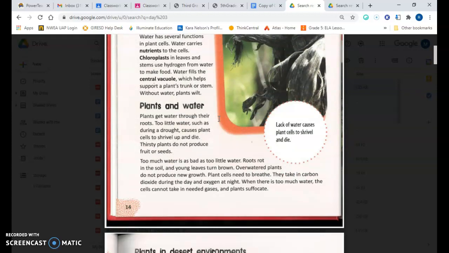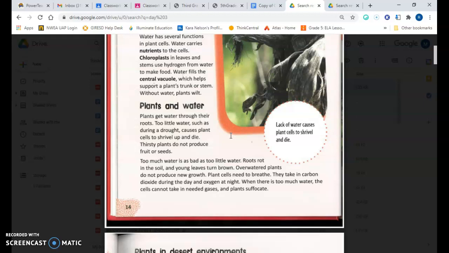Too little water, such as during a drought, causes plant cells to shrivel up and die. Thirsty plants do not produce fruit or seeds. Too much water is as bad as too little water. Roots rot in the soil and young leaves turn brown. Overwatered plants do not produce new growth. Plant cells need to breathe. They take in carbon dioxide during the day and oxygen at night. When there is too much water, the cells cannot take in needed gases and plants suffocate.